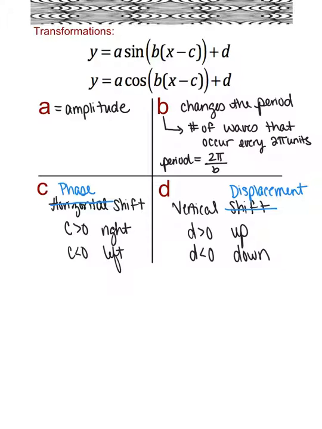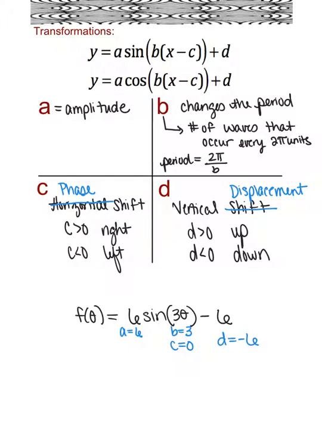So what I would like to do first is write a function here. Let's say we have f of theta equals 6 sine of 3 theta minus 6. What I want to do is go through and outline the transformations that are going to occur to the sine function. I notice here that my A value is 6, my B value is 3, I have no C value, my C value is 0, and my D value is a negative 6.